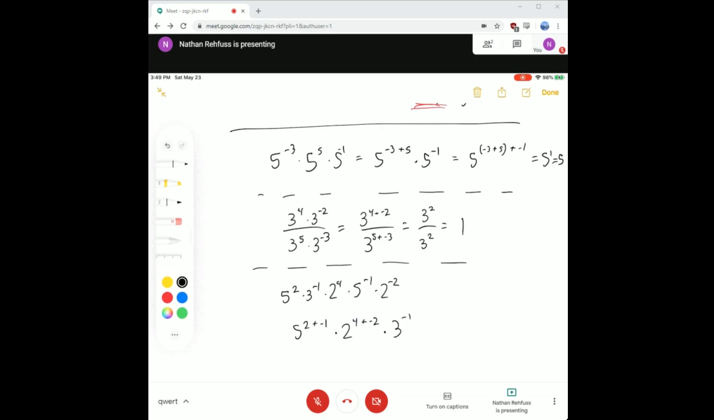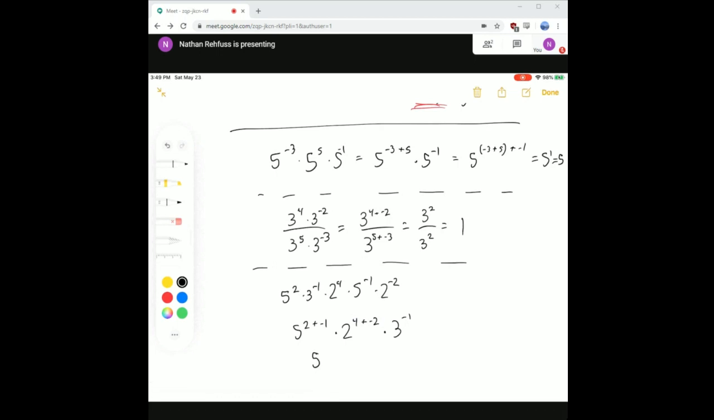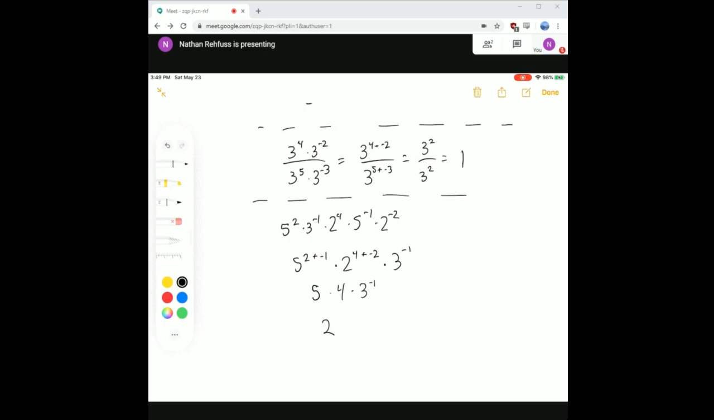So I'm going to end up with, well, that's 5 to the 1st power, so I'll just write 5. This is 2 squared, so I'll just write 4. This is 3 to the negative 1. Now let's see, 5 times 4 is 20. And when I multiply by 3 to the negative 1, that's the same as dividing by 3, because 3 to the negative 1 is 1/3. So this is our final answer.